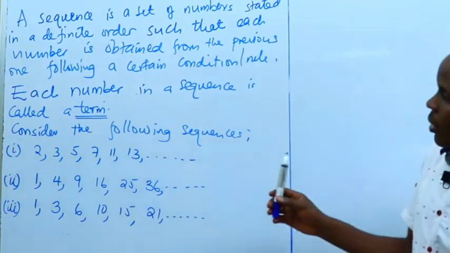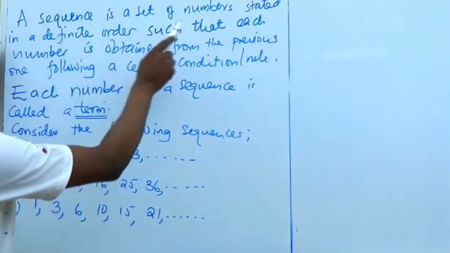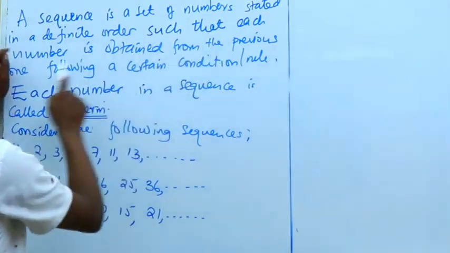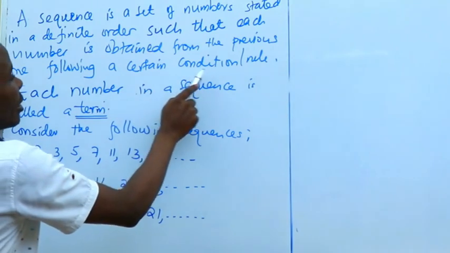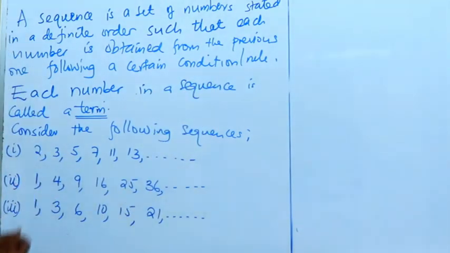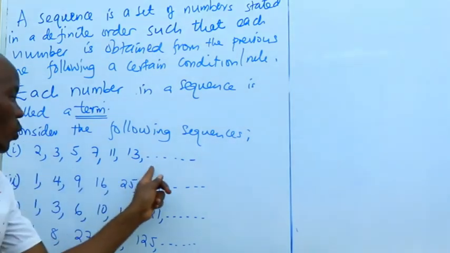Now, I'm going back here. A set of numbers stated in a definite order such that each number is obtained from the previous one following a certain condition. Let's look at these three. I can even add on one more. We can have 1, 8, 27, 64, 125, and so on.